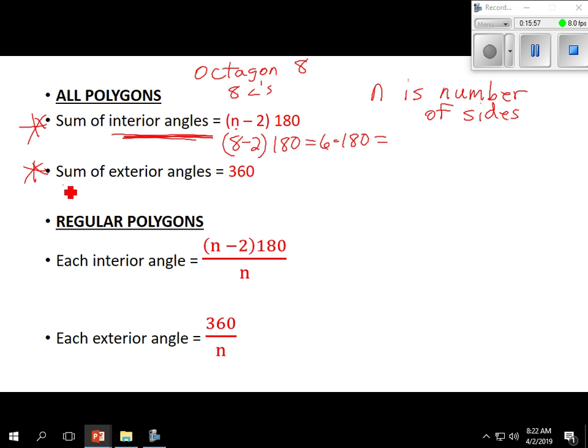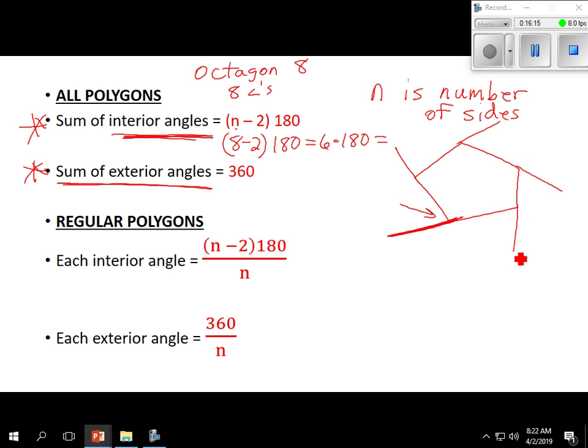Sum of the exterior angles of a polygon. An exterior angle, if I was to draw, let's say I draw this pentagon here. An exterior angle we talked about, just like with the triangle, that's an exterior angle. There'd be an exterior angle there, an exterior angle there, one there, one there. There's always going to be however many sides it has. It's going to have the same number of interior angles, the same number of exterior angles. So this one's going to have 5 exterior angles.